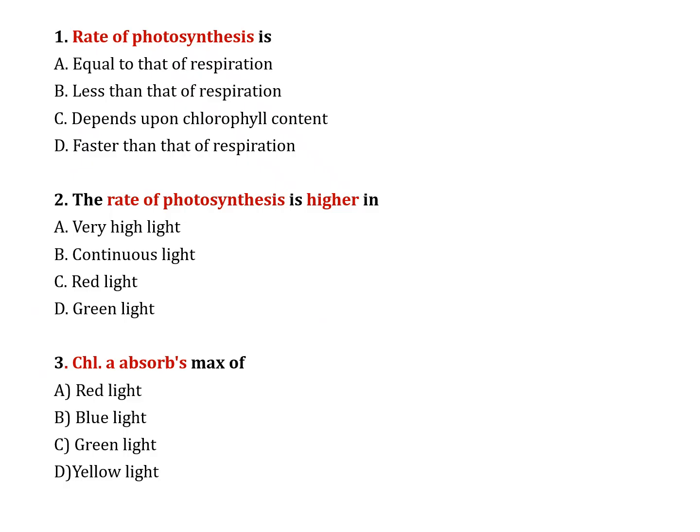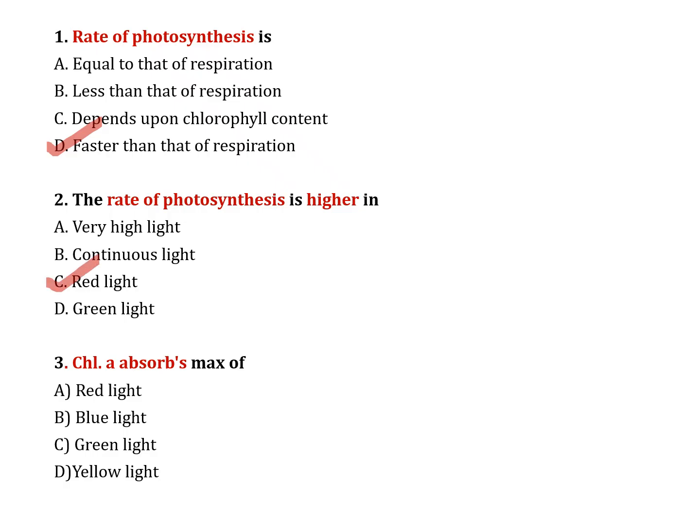Rate of photosynthesis is option A equal to that of respiration, option B less than that of respiration, option C depends upon chlorophyll content, option D faster than that of respiration. Correct answer is option D, faster than that of respiration. The next question number 2. The rate of photosynthesis is higher in option A very high light, option B continuous light, option C red light, option D green light. Correct answer is option C, red light.